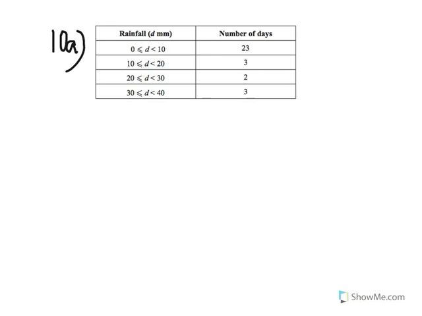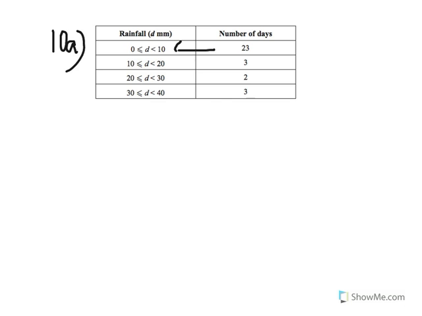Alright, so in question 10A, there's information about the rainfall in Singapore in December, and there's a table of rainfall and the number of days it rains in that category. So you have to find out the total rainfall in December. Now how do you do that?